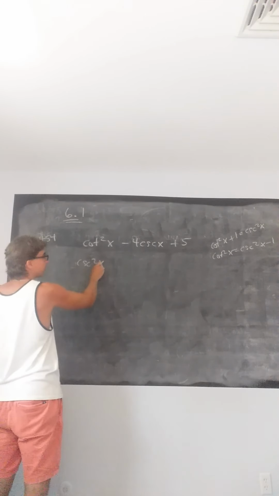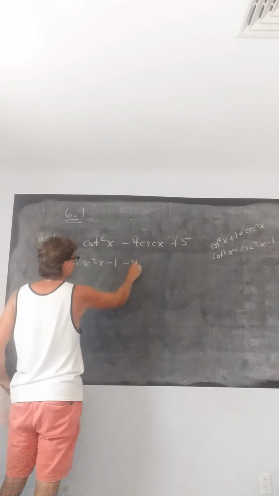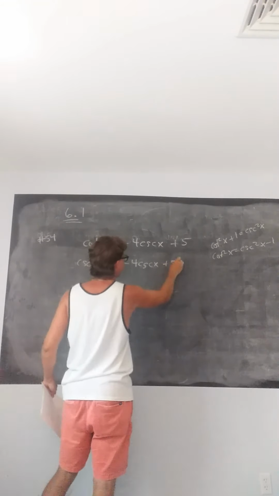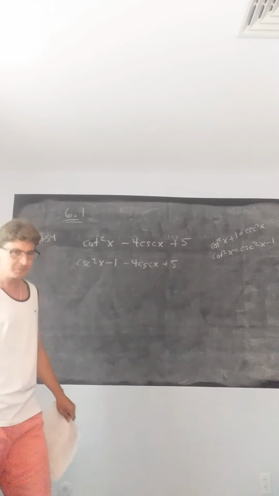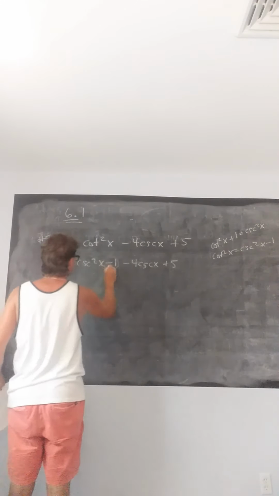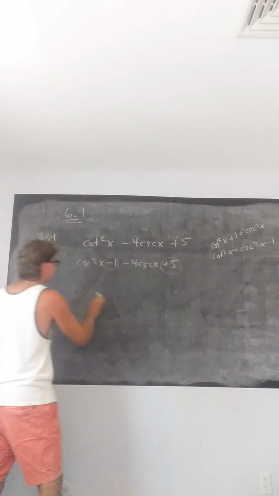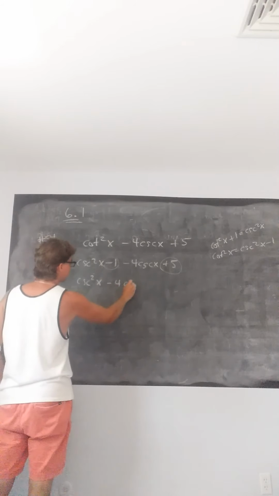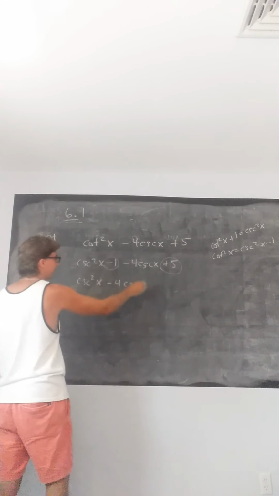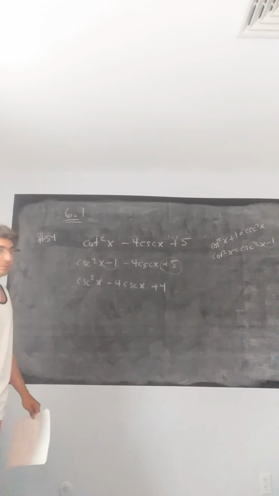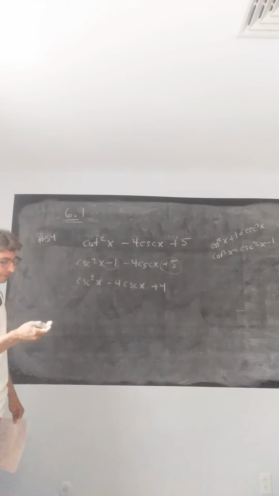This is cosecant squared x minus 1 minus 4 cosecant of x plus 5. And once again, like in that last problem, combine your like terms. You got a minus 1 and a plus 5. So that's going to be cosecant squared x minus 4 cosecant x, and this will give you a plus 4. So again, all we did was rewrite it using identities. And now we could go ahead and factor.